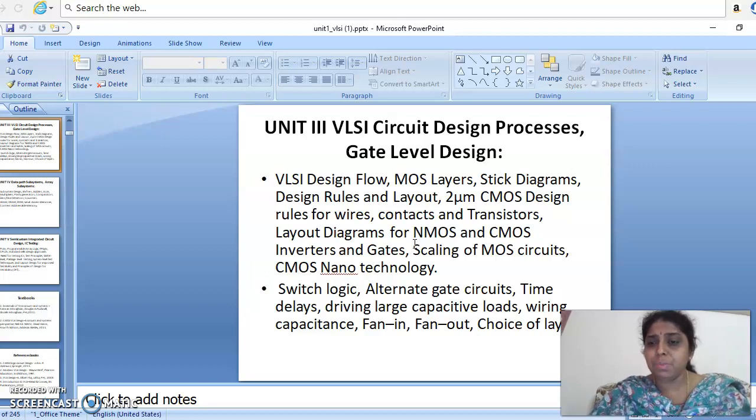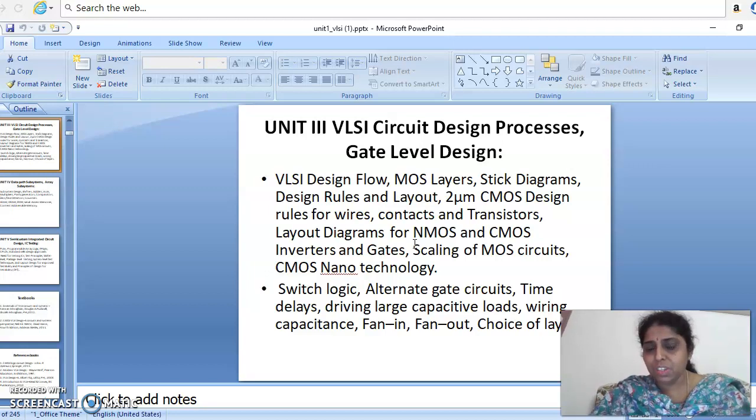Then scaling of the MOS circuits. So in scaling, different types will be there. Scaling is a reduction of the dimensions. So then CMOS nanotechnology. So the nanotechnology is a current trend. So what are the issues in the nanotechnology? Advantages, disadvantages, issues, all those we will discuss. Then the switch logic. Switch logic is the pass transistors, transmission gates we use for the switches.